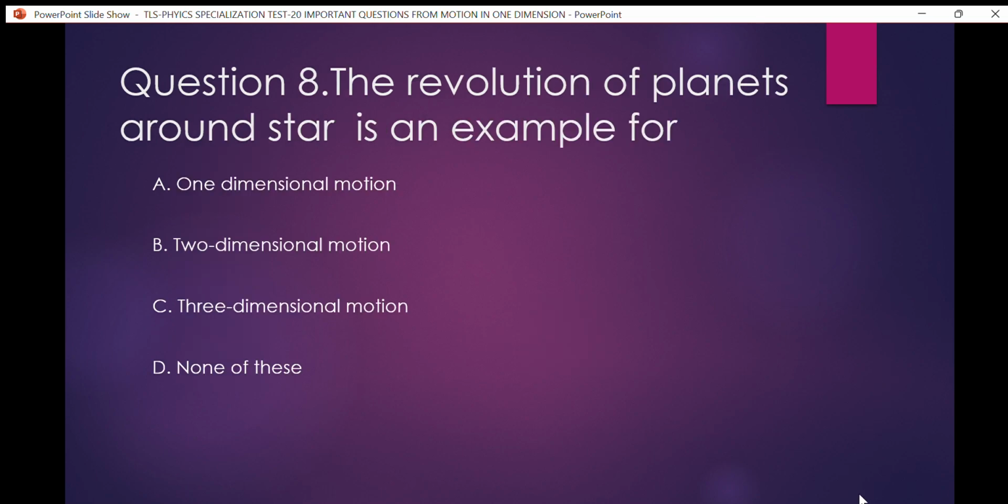We'll go to question number 8. The revolution of a planet around the star is an example for. I already told you in the previous question, motion you can divide into 3 categories: one-dimensional motion, two-dimensional motion, three-dimensional motion. Right? So the planets revolving around the sun or the star is an example of circular motion or orbital motion. So here in orbital motion, what happens? Two coordinates change with respect to time.